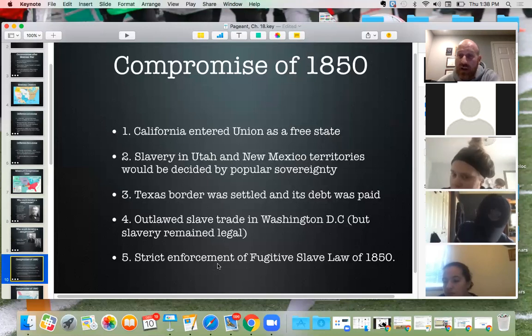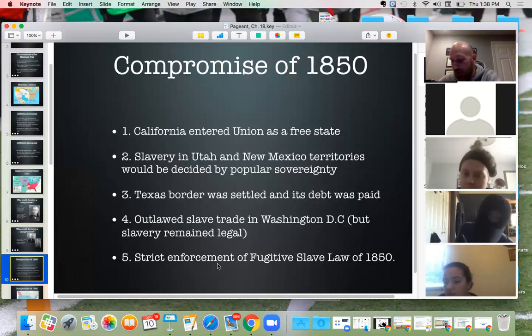Slave trade in Washington. There's a compromise in D.C. The slave trade will be outlawed, so you won't have those slave pens and slave auctions in our nation's capital anymore. But slavery will still remain. So you can have slaves in D.C., but you can't have slave trade going on in D.C.